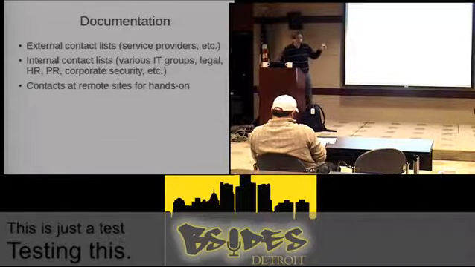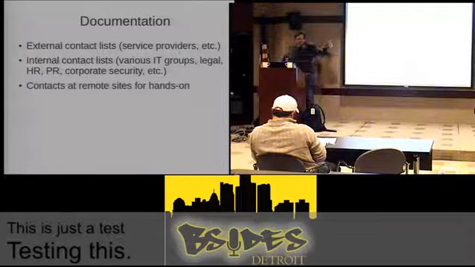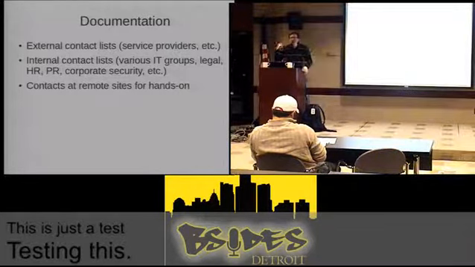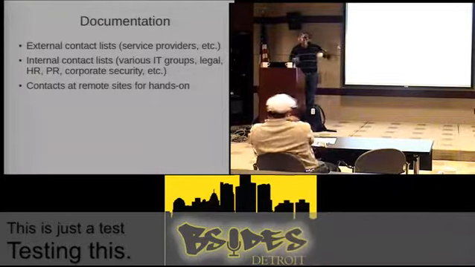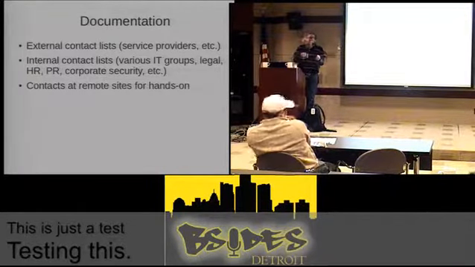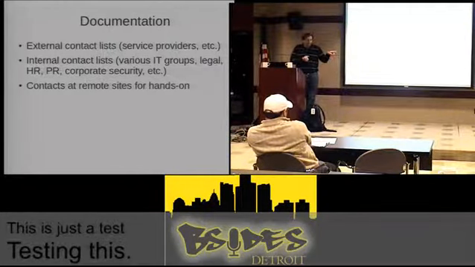Some more documentation to have: external contact lists, service providers, et cetera, circuit numbers. Someone wanted me to say circuit numbers. If you ever call your ISP and you don't know your circuit number, they'll probably hang up on you. Internal contact lists are good to have. You need to know how to get a hold of people in HR. If you have remote sites where people do hands-on work for you now because you don't have an IT person there and they need to plug something in, you need to know who those people are.